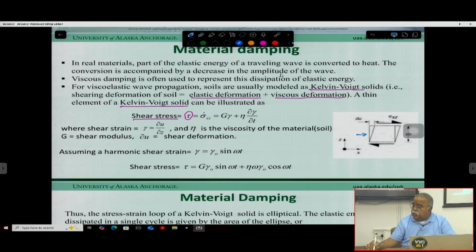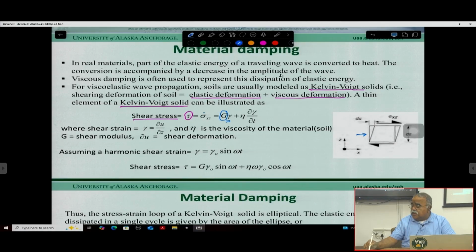Now this will be equal to the shear strain, which is gamma. So shear stress is equal to the shear strain, and if that is the case, then G is the shear modulus, right? So shear stress by shear strain is equal to the shear modulus. G is the shear modulus, and gamma is the shear strain, but this is not all.